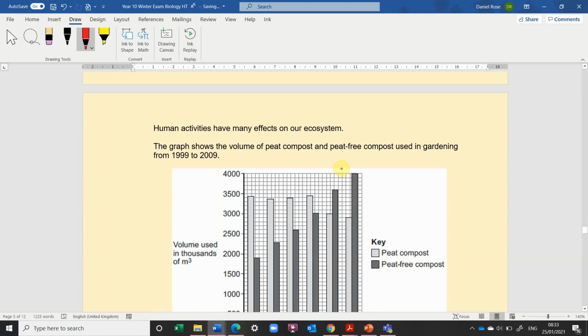The next one's about human activities in our ecosystem. And the graph shows the volume of peat compost and peat-free compost in gardening from 1999 to 2009.